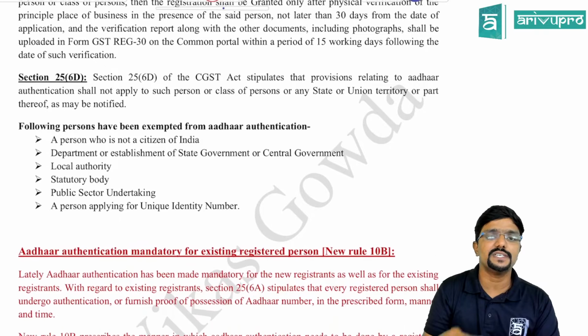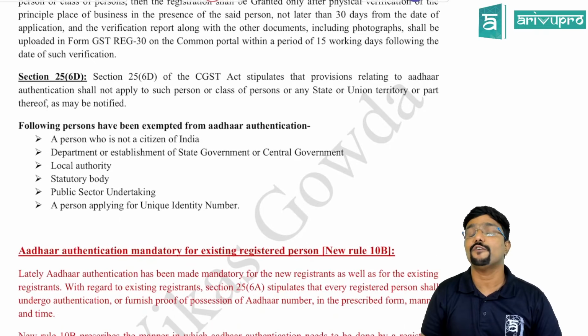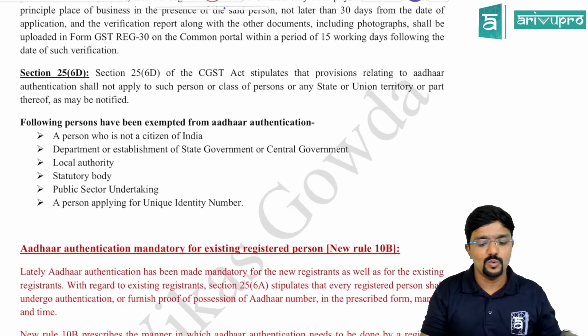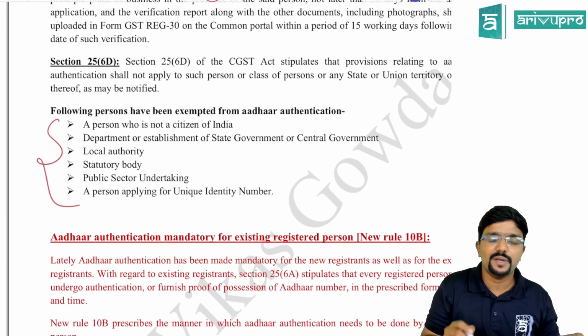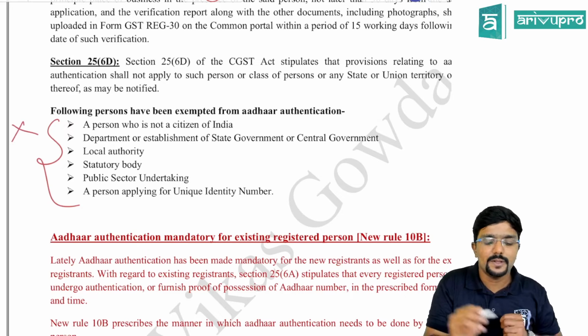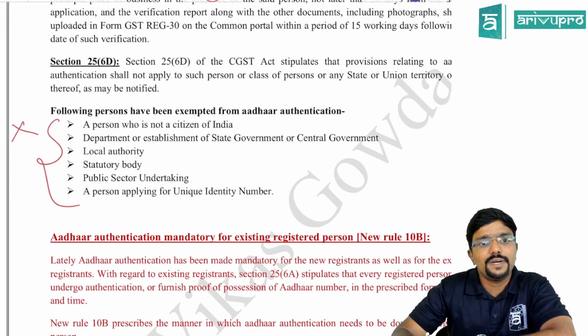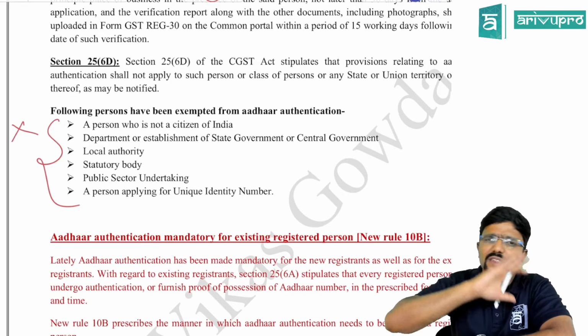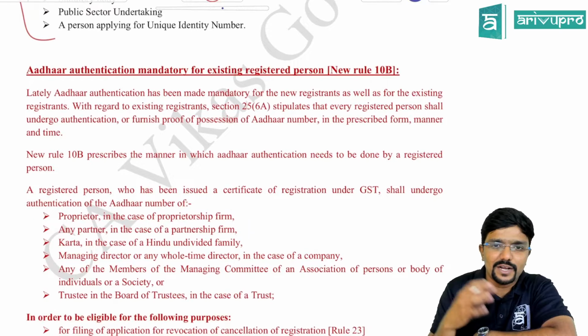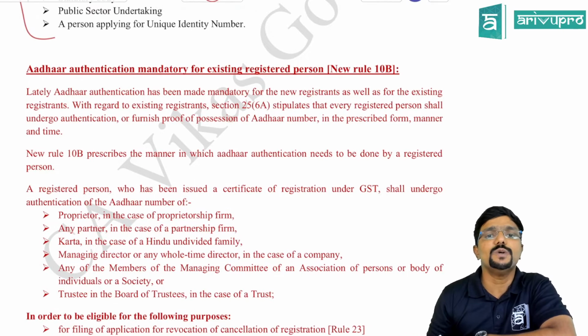Then as per subsection 6D, they also gave exemption for a few people for whom Aadhaar authentication is not applicable. So who are those? For the following people, Aadhaar authentication is not at all applicable. A person who is not a citizen of India because they will not have Aadhaar. Department or establishment of state government or central government, local authority, statutory body, public sector undertaking. Then a person applying for UIN, that is unique identity number. For them, Aadhaar authentication is not at all applicable. So nothing new till here, whatever we discussed. Now they have added a new rule 10B with respect to this Aadhaar authentication. What is it telling? We will see now.